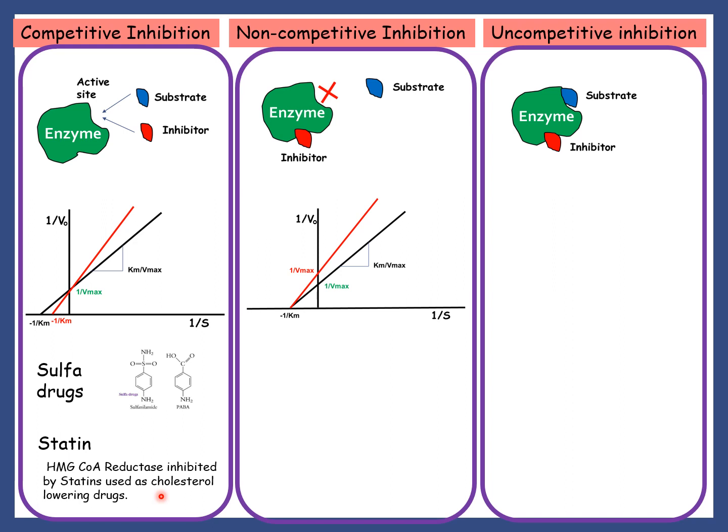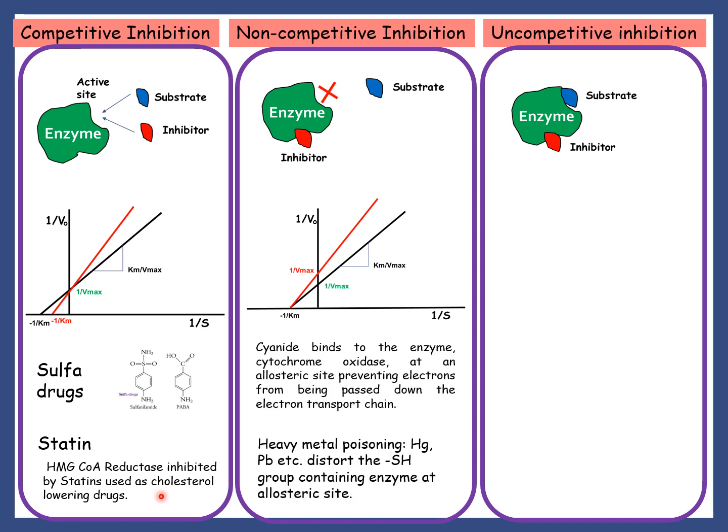For non-competitive inhibitors, as shown earlier, the Km remains constant and the Vmax decreases. Cyanide, which binds cytochrome oxidase at an allosteric binding site and inhibits electrons from being passed on in the electron transport chain, is a non-competitive inhibitor of cytochrome oxidase. Another example is heavy metal poisoning, in which mercury and lead bind to the SH groups of proteins and enzymes, and allosterically and non-competitively inhibit their activity.